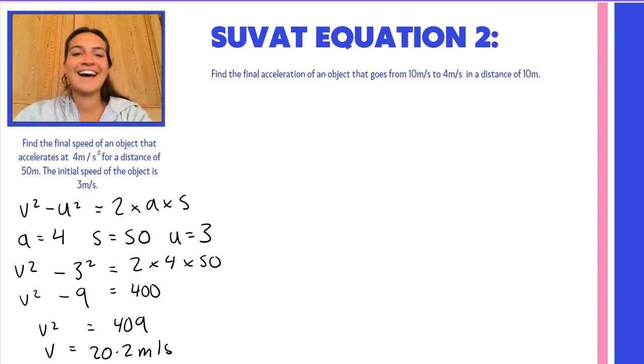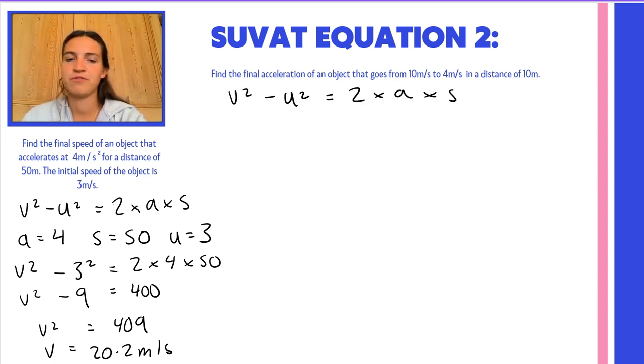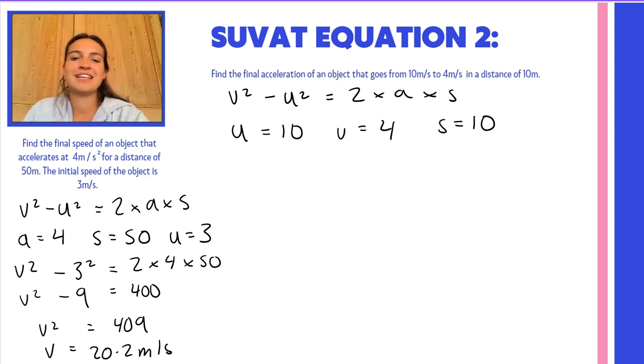Okay, and the next example is to find the acceleration of an object that goes from 10 meters per second to 4 meters per second in a distance of 10 meters. So my equation first: V squared minus U squared is 2AS. And then this time I've been given U from 10, so that's my initial one, and then to 4, so that must be my final speed, and my distance is 10.